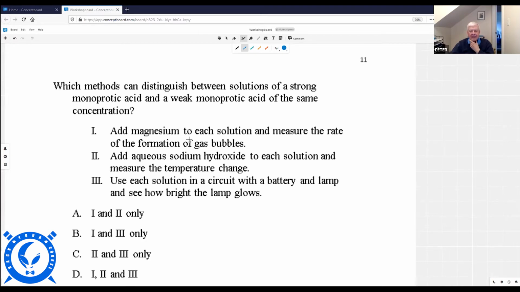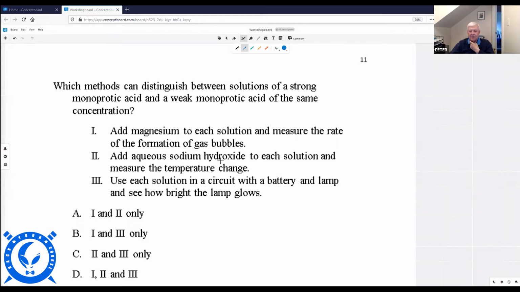If you add magnesium to each solution and you measure the rate of the formation of gas bubbles, that indeed will differentiate, because the strong monoprotic acid will evolve gas bubbles faster than the weak acid.